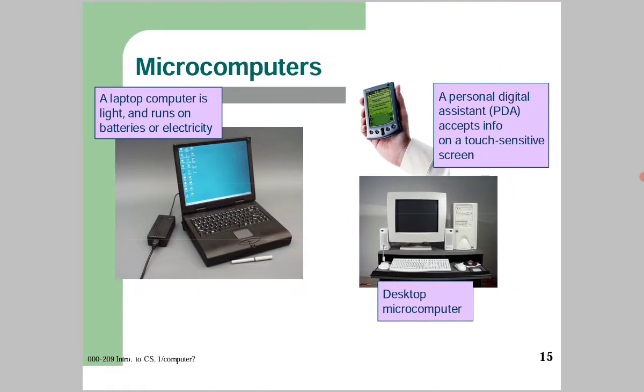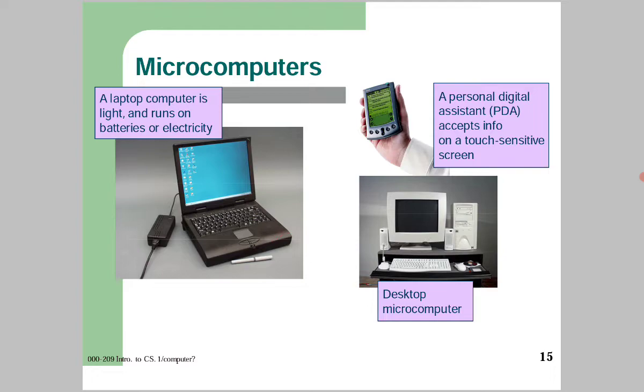So these are the different types of microcomputers. Microcomputers have different types like laptops, desktops, and PDAs. What is a PDA? Personal digital assistants. So a laptop is also one type of microcomputer.